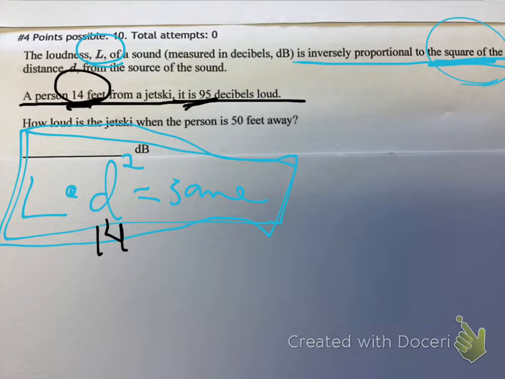And then the loudness is 95 decibels. And so 95 for the loudness. And then we'll just make sure that we're square on this. Check this out. We'll say 95 times 14 squared. Don't forget about the square of the distance.